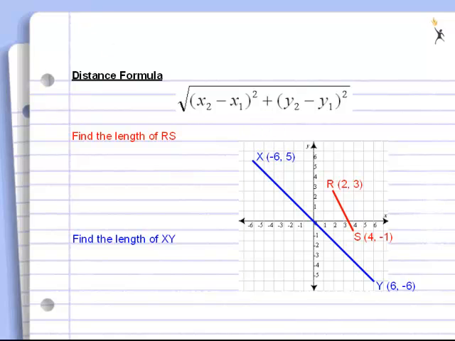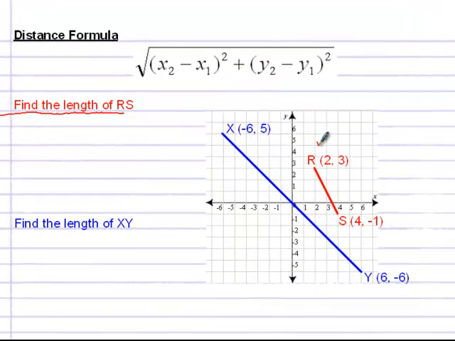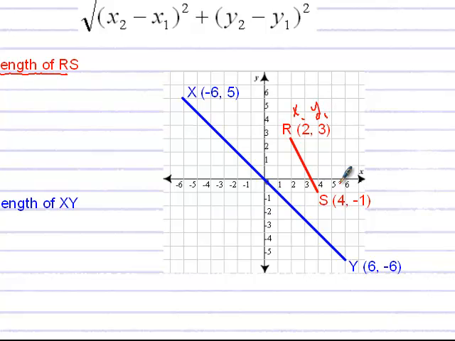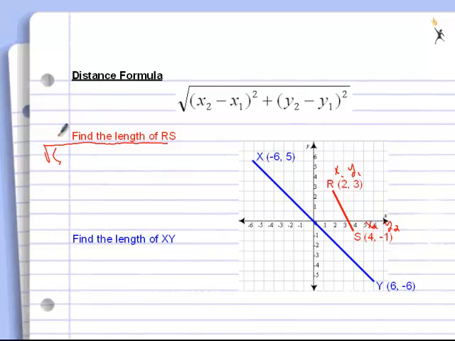For example, if I want to find the distance of RS, I'm going to go through this formula and replace it with my x and y's from RS. Now I need to label these. I'm going to label R as x1, y1, S as x2, y2, and now instead of writing x2, I'm going to write what x2 equals, and that's 4, minus x1, which is 2, and that has to be squared, plus y2, which is negative 1, minus y1, which is 3, and that has to be squared.